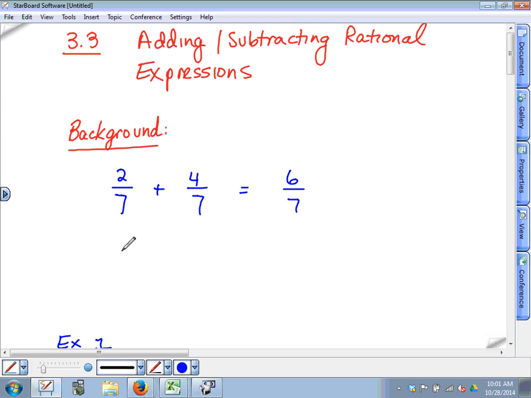What about this one? If I asked you to add 2/3 plus 1/5. Multiply. Keep going. Multiply that by 5. Okay, was that it? Could be in the top as well.